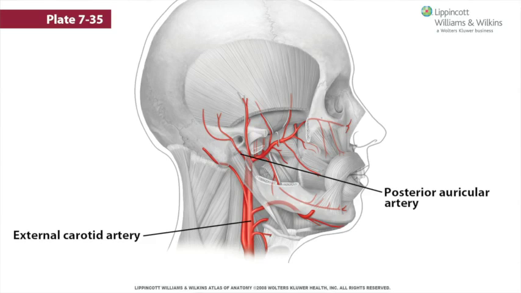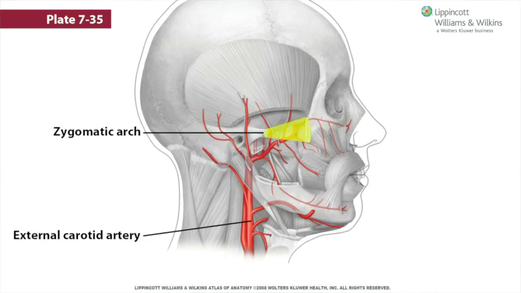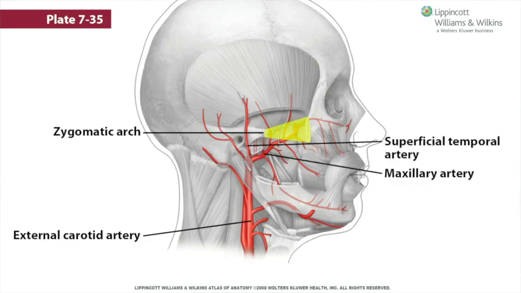Prior to reaching the level of the zygomatic arch, the external carotid bifurcates into its terminal branches, the maxillary artery and the superficial temporal artery. The maxillary artery is still sometimes called the internal maxillary artery. The maxillary artery travels anteriorly and passes deep to the ramus of the mandible to reach the infratemporal fossa.